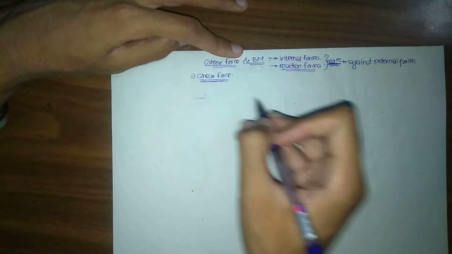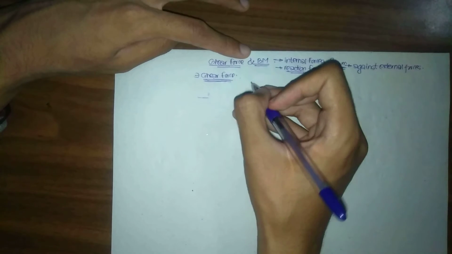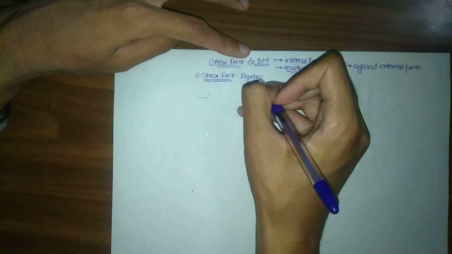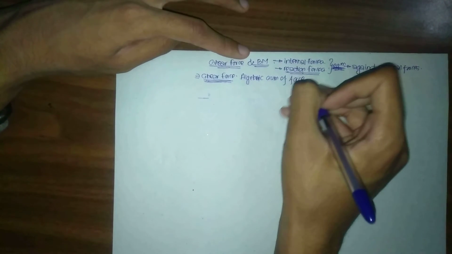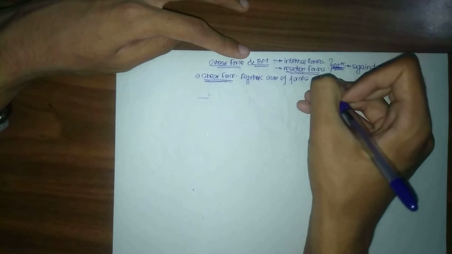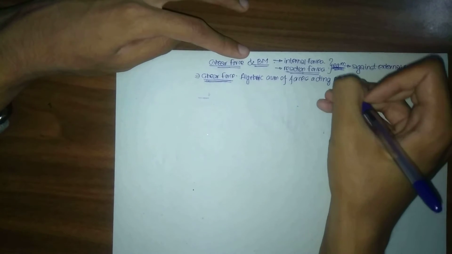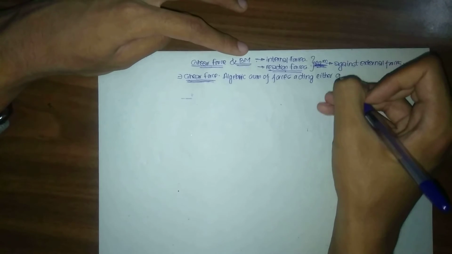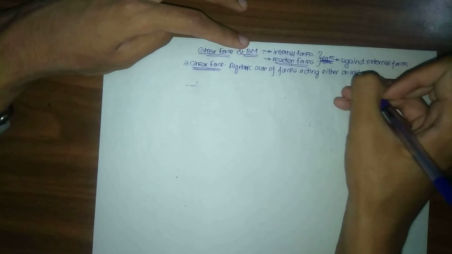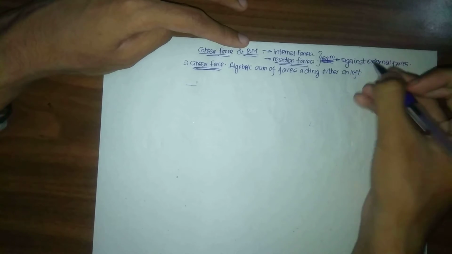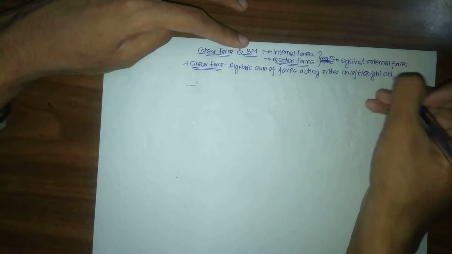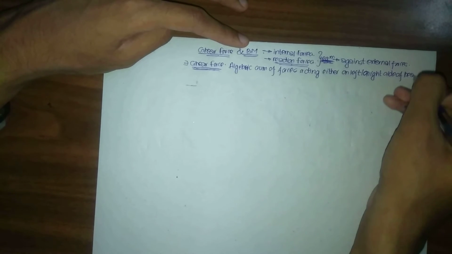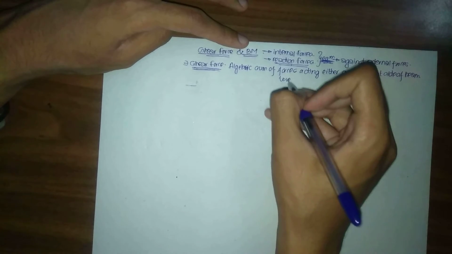So, to simply define, shear force is the algebraic sum of forces acting either on the left or right side of the beam. It is the algebraic sum of forces, to be precise, vertical forces.